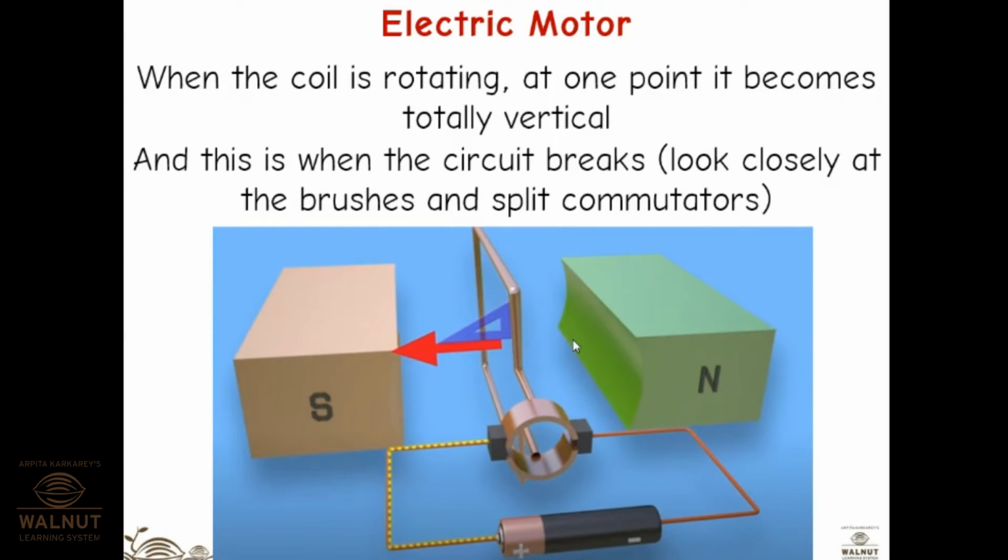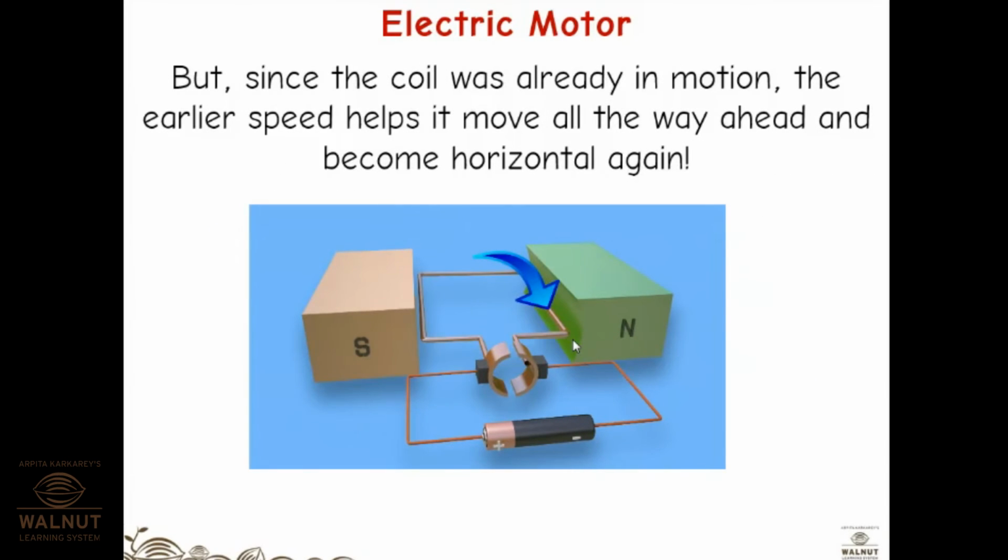Yes, it is already in motion. It is due to inertia of motion, its natural tendency. Okay, but since the coil was already in motion, the earlier speed helps it move all the way ahead and become horizontal again. This is due to inertia of motion, by virtue of which the coil tries to attain the same state in which it was earlier. Okay, so even though the connections stop, still the coil retains that motion. It is due to inertia of motion.